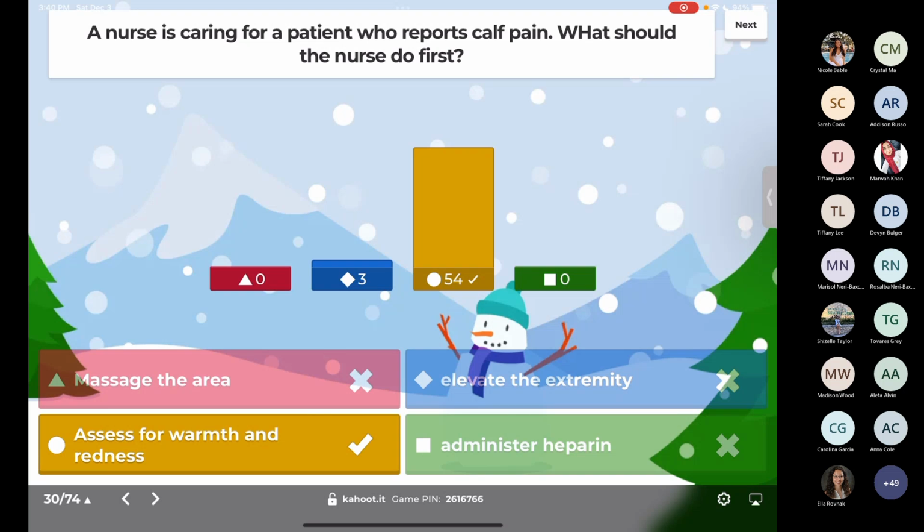So again, we always assess first. Additionally, if what I'm thinking is true, if I report calf pain, I'm thinking my patient might have a DVT. That's why I'm going to assess. I never want to elevate the extremity of a DVT because that could cause it to dislodge and travel, and then it could end up in my lungs, and then that would be a pulmonary embolism.